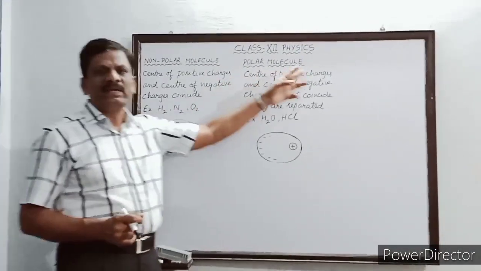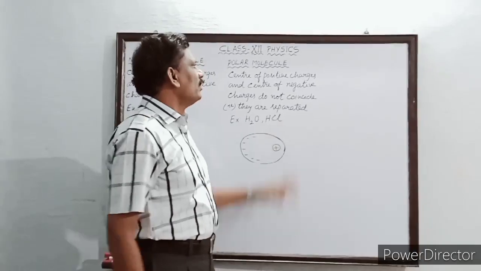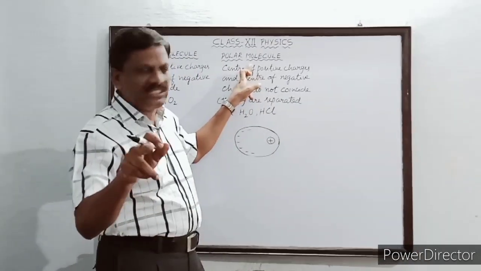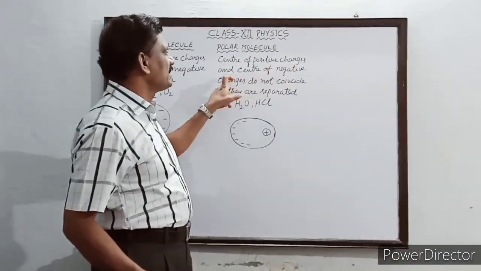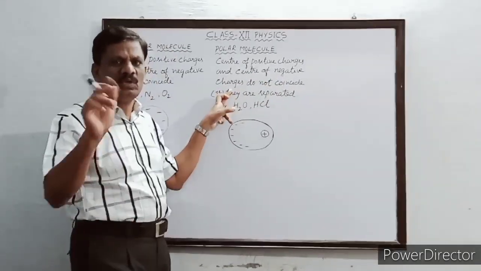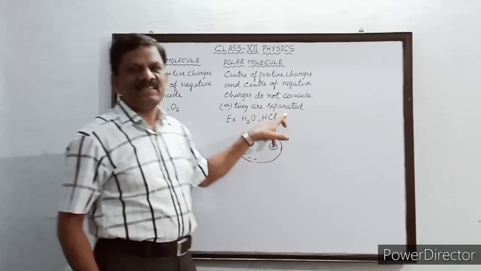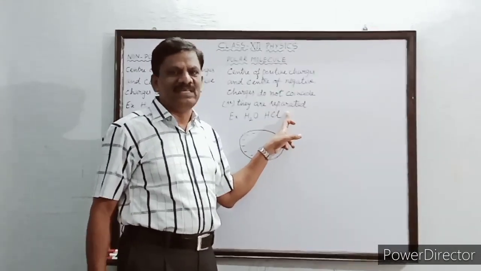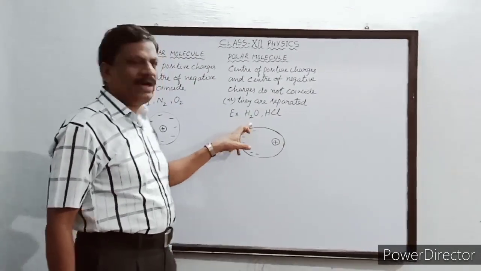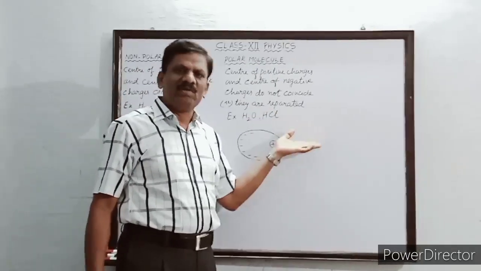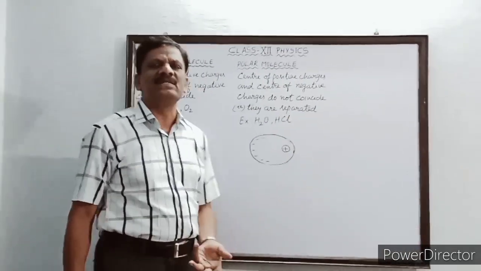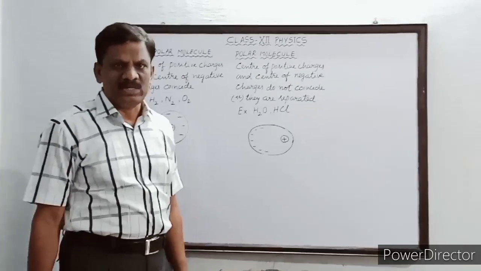Now let us define what a polar molecule is. A polar molecule is one in which the center of positive charges and the center of negative charges do not coincide. They do not coincide. That is, they are separated from each other. Example, water, HCl, chloroform, and many other molecules are named as polar molecules.